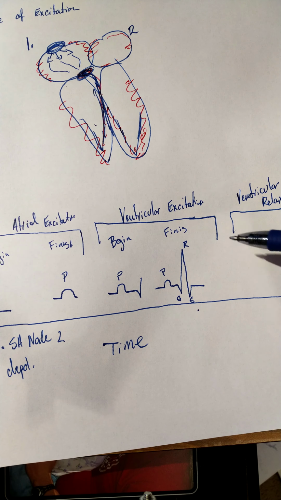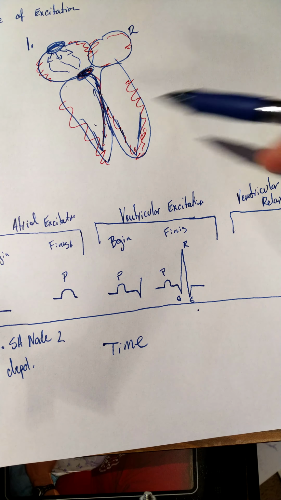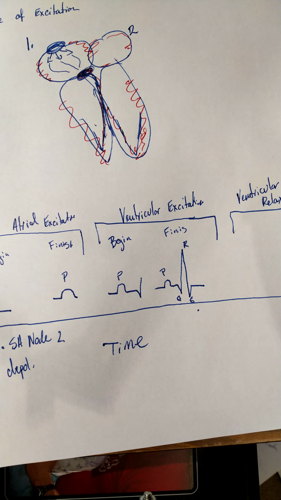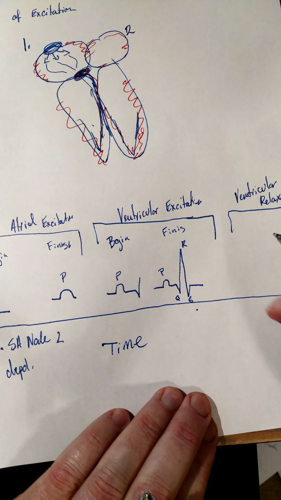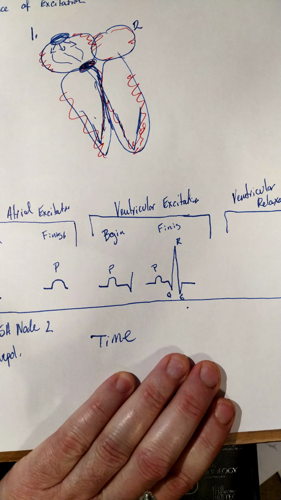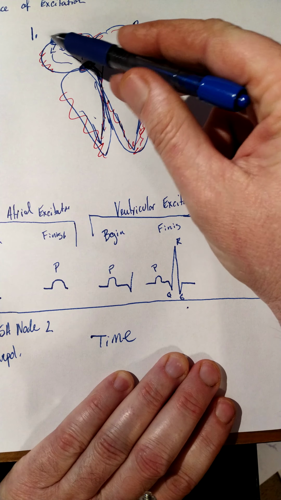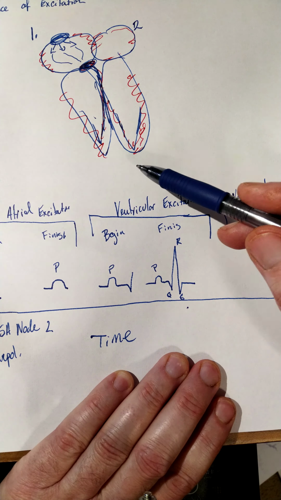So once the depolarization has traveled through, the muscles have contracted, we need to repolarize the system. And that's what ventricular relaxation is. So this is known as systole here, this is diastole. So systole is the contraction, the higher number on your blood pressure. Diastole is the relaxation, the lower number. So our heart is basically reset. There's no electrical activity in here.